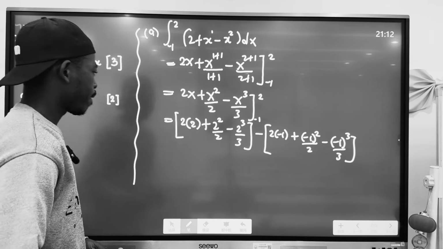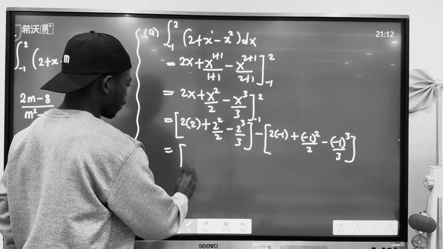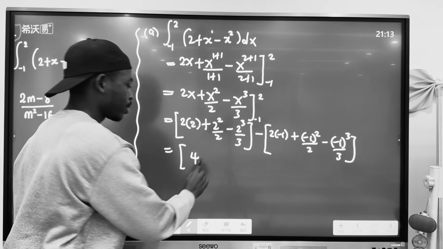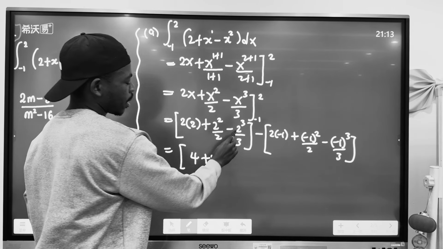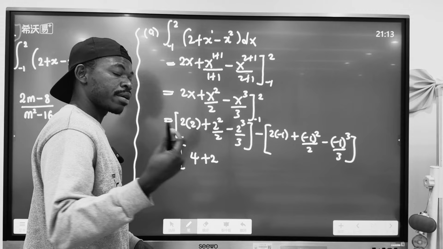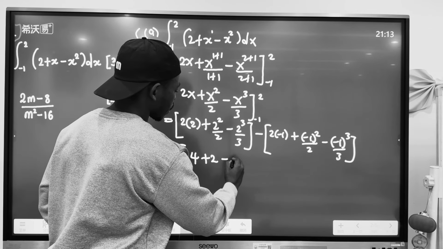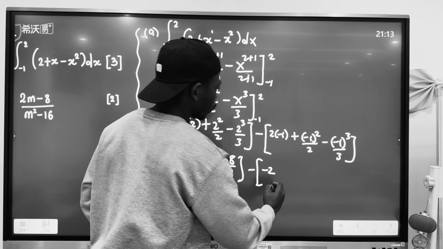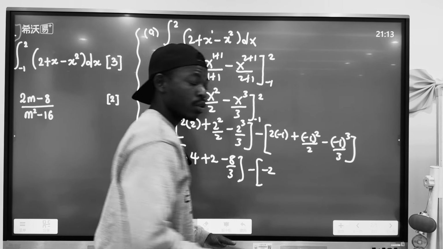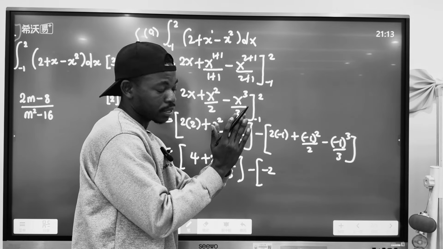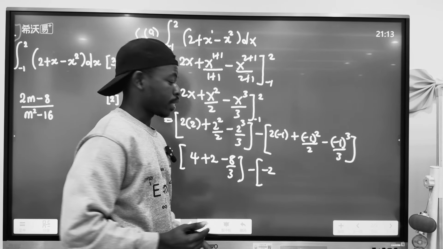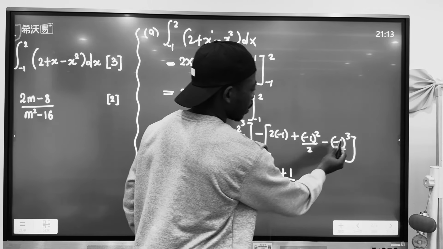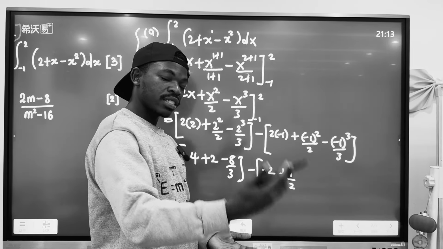Then we simplify. So what are we going to have here? This is 4. 2 squared divided by 2 is 2. 2 to the power 3 means 2 times 2 times 2, three times, which is 8, so minus 8 over 3. Minus, this is -2. -1 squared means -1 times -1. Remember, it's in brackets, so -1 times -1 is +1, over 2. Then here, it means -1 times -1 times -1.